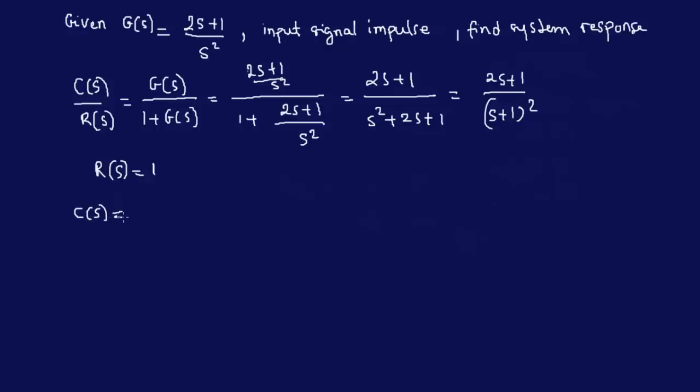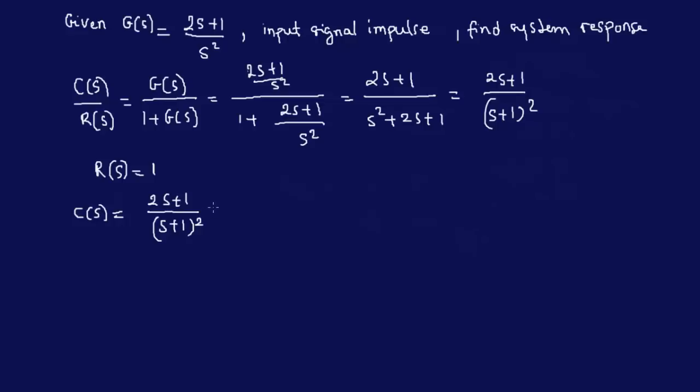Now for the system response, because we have to find the inverse Laplace transform afterwards, C(s) is equal to, since R(s) is equal to 1, only what's left: (2s + 1)/(s + 1)². Now we have to go to the t domain, the time domain. That's the system response. In order to do that, we have to use partial fractions to separate this, because you can't just find the transform like that. You have to transform it.